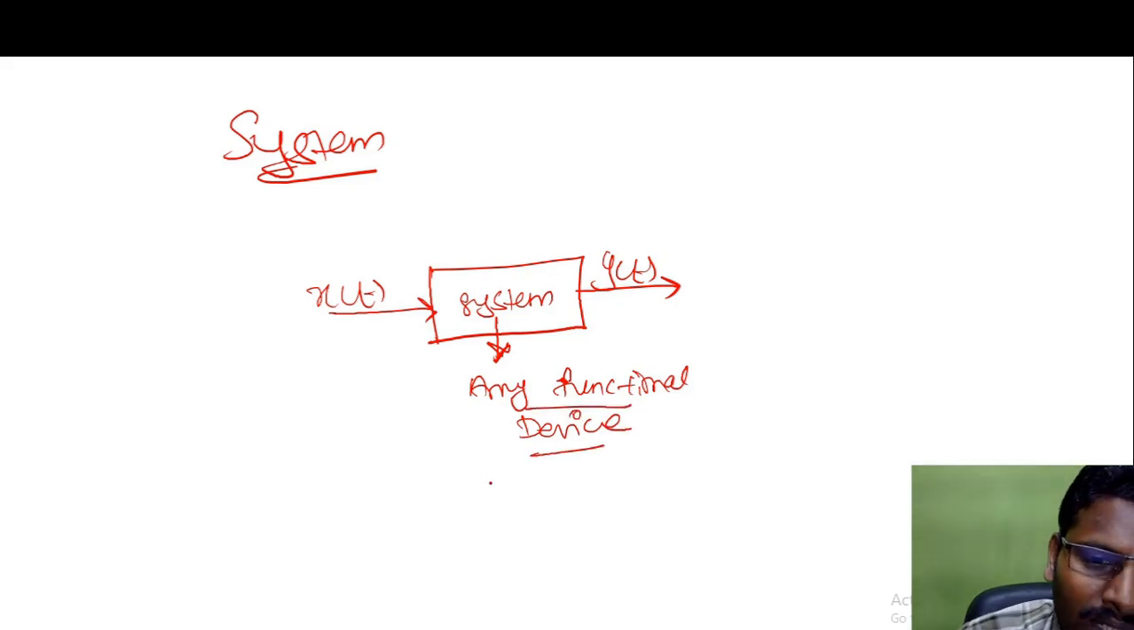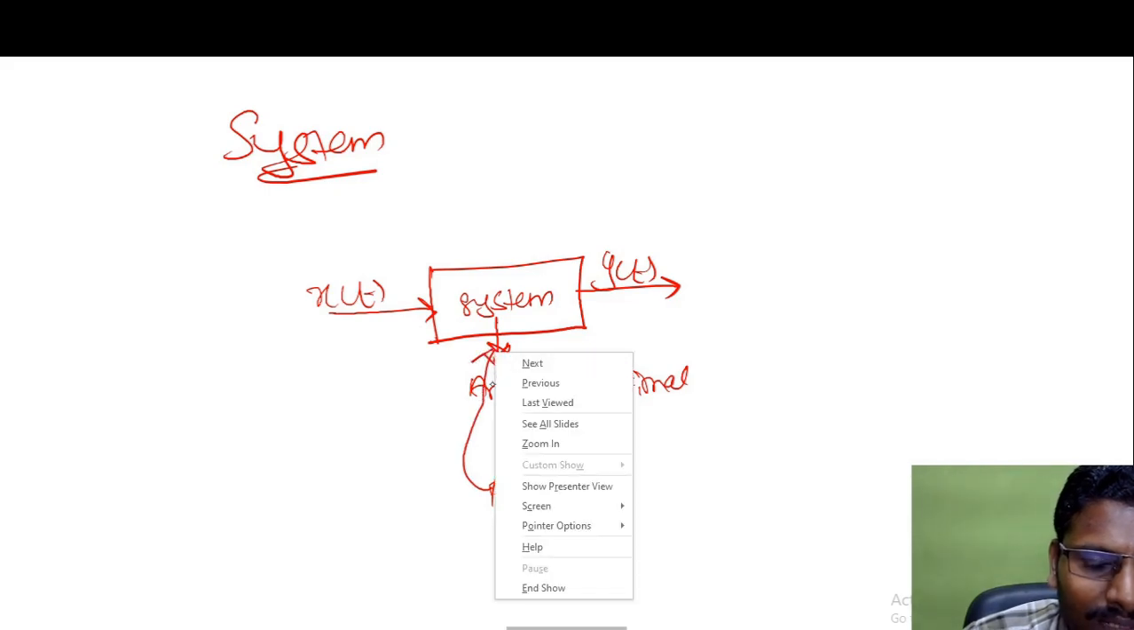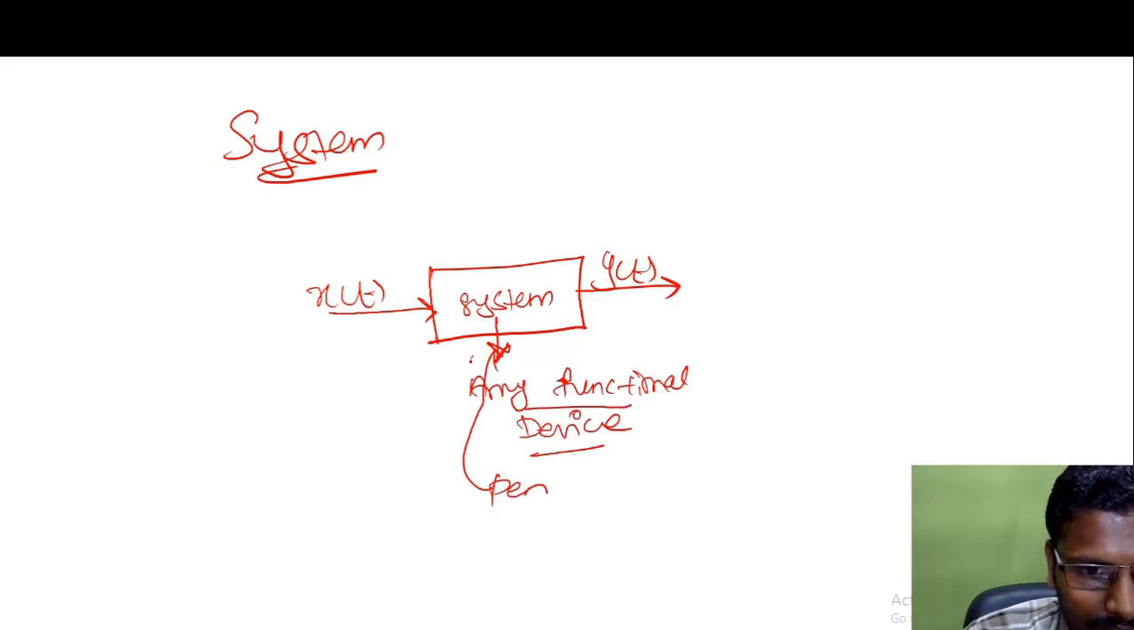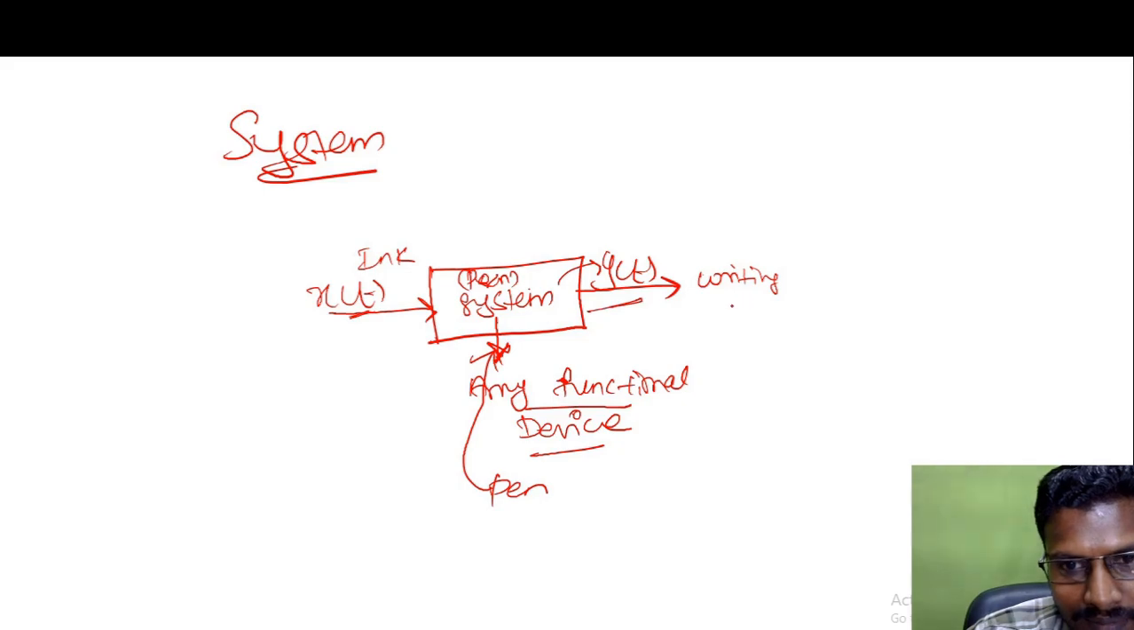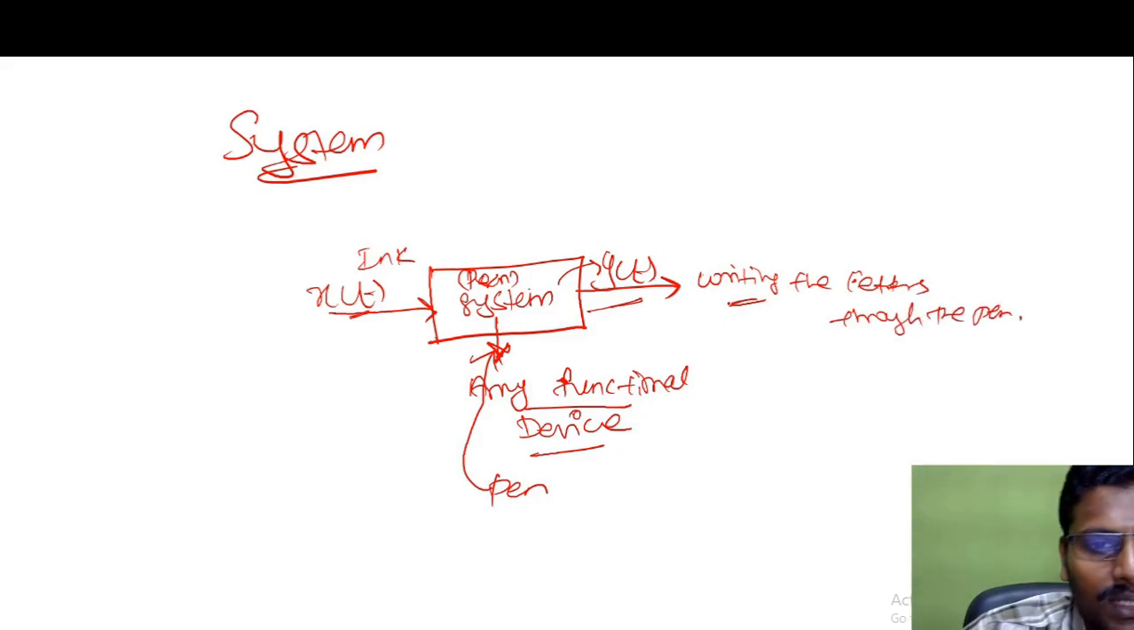Let us assume that the system is a pen, right? Pen is the best example for a system. Now the input for the pen is x of t and the output for the pen is y of t. The input for the pen is ink, and the desired output is letters, writing. We will be writing the letters through the pen, right? This is the output.